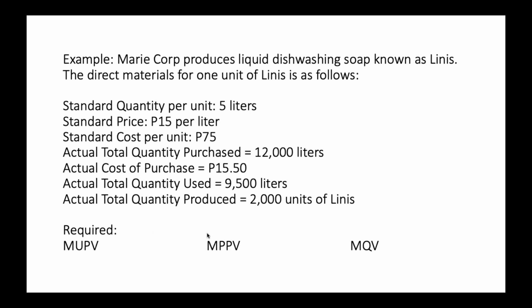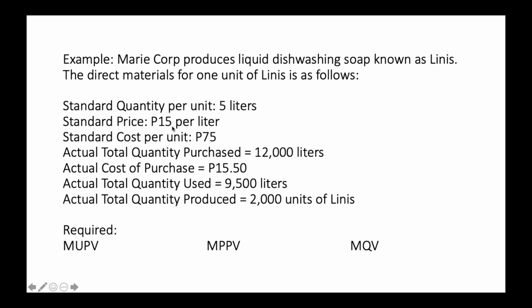Okay, let's try some examples for us to better understand. Say Marie Corporation produces liquid dishwashing soap known as Linis. The direct materials for 1 unit of Linis are as follows. We have a standard quantity per unit of 5 liters, meaning for every unit of Linis, we have to consume 5 liters. This is the standard, the expected or benchmark number of liters to be used to produce 1 unit of Linis. The standard price per liter is 15 pesos.